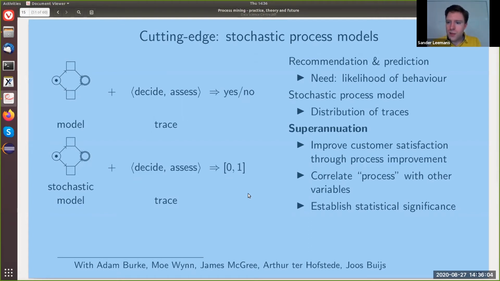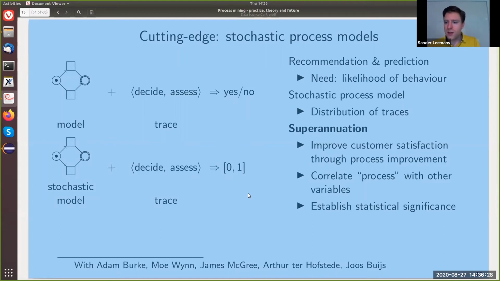In order to do this, one thing that is currently missing, why we cannot do this analysis yet in the shape that we would like to, and what is actually the future work that we are now working on with the people mentioned below, is: can we correlate process with other variables? So is there a correlation between customer satisfaction and the process that they follow?